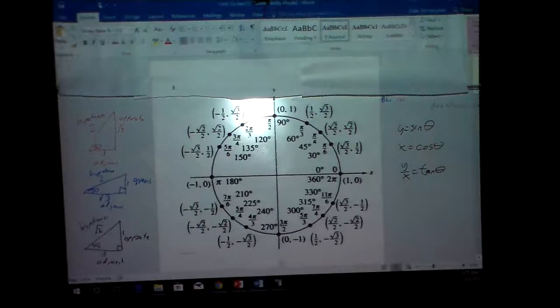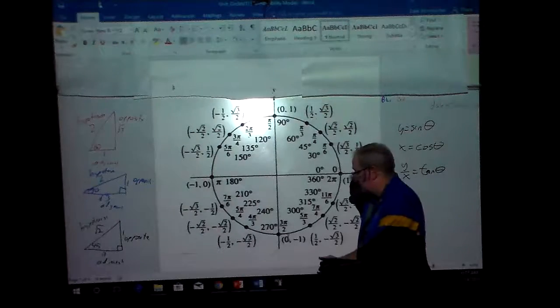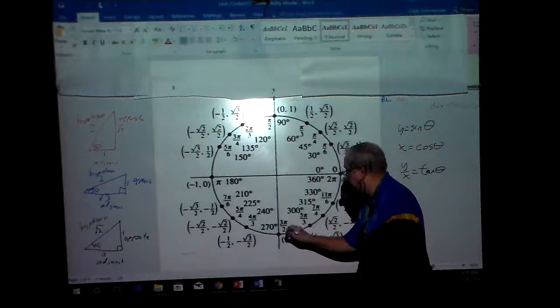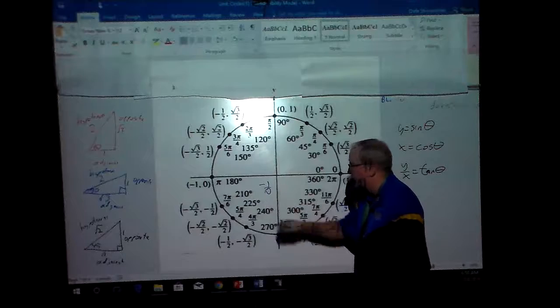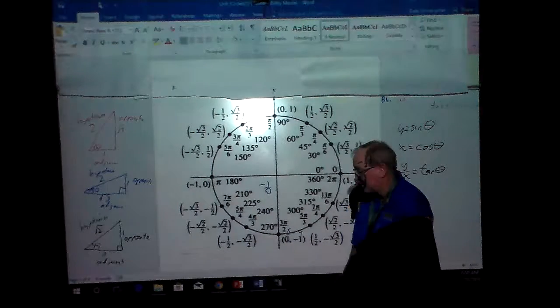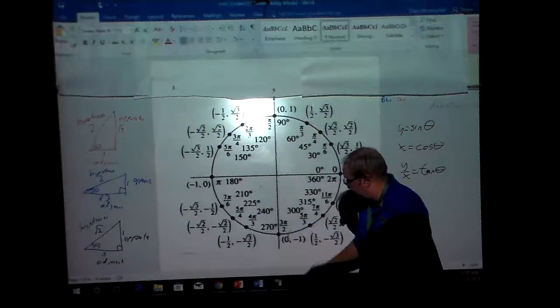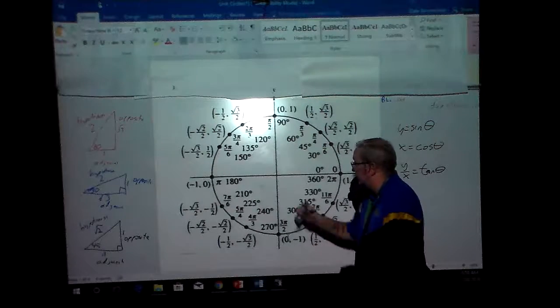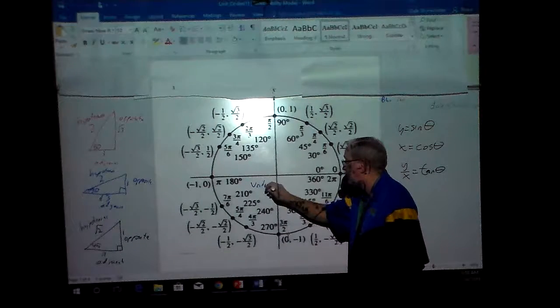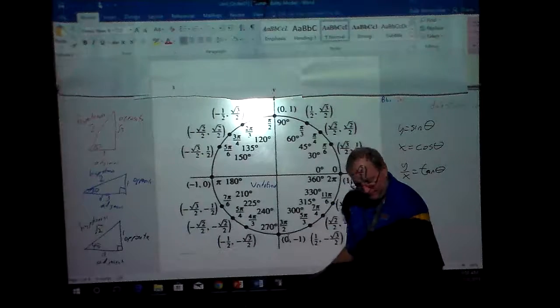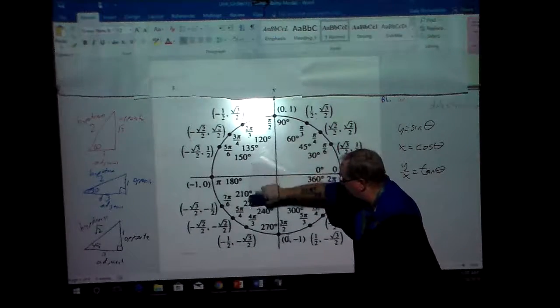The next one is tangent at 3 pi over 2. Okay, so 3 pi over 2 is down here. And remember, tangent is y over x. As we have that right here, at 3 pi over 2, here's our y, here's our x: negative 1 over 0. Uh-oh, what's wrong with that? It's not possible, you can't divide by that, so the answer is undefined. You can read my writing: undefined.